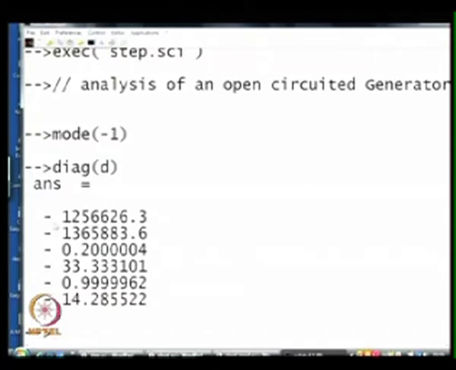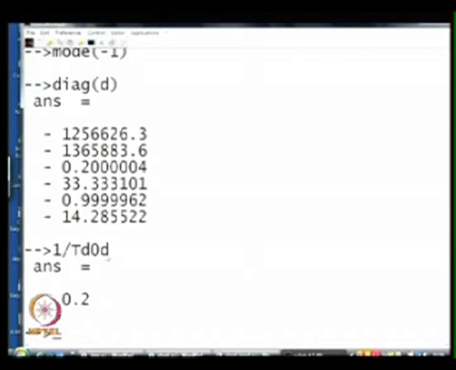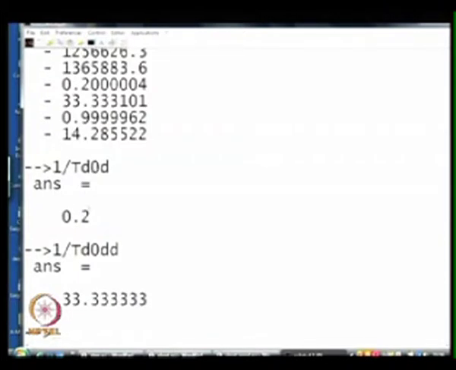It is like having an RL circuit with a large RL. That is why you get these two large eigenvalues. The rest of the eigenvalues, on the other hand, are not very large, they are quite small. One interesting thing is that 1 upon Td0 dash comes out to be 0.2, so one of the eigenvalues is 0.2. Similarly, 1 by Td0 double dash is 33.33, and the eigenvalue also is minus 33.33.